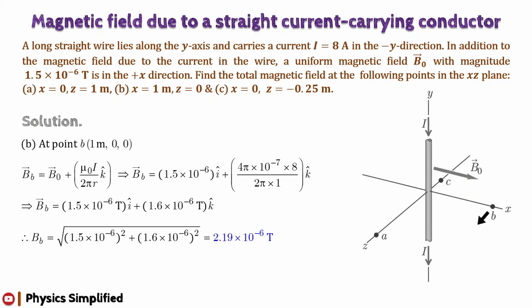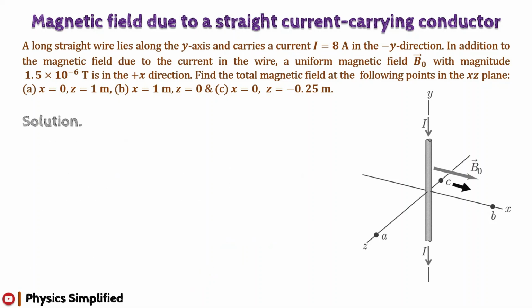If we consider the field vector makes an angle theta with the x-axis, then theta is equal to tan inverse of the value of the z component divided by the value of the x component. So, we get this angle to be equal to 46.85 degrees. So, vector B_B is inclined to the x-axis at an angle of 46.85 degrees. This is the answer to the part B of the problem.